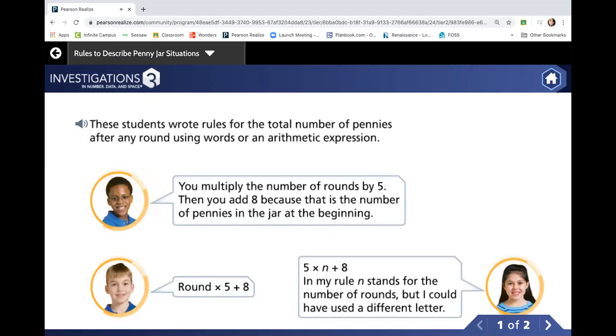Interesting that she's talking about those letters, because mathematicians often use numbers and other symbols to express rules like this one when some amount, such as the total number of pennies, changes in a certain predictable way every time some other amount changes, in this case, the number of rounds. These two ideas are very close to a mathematical expression.